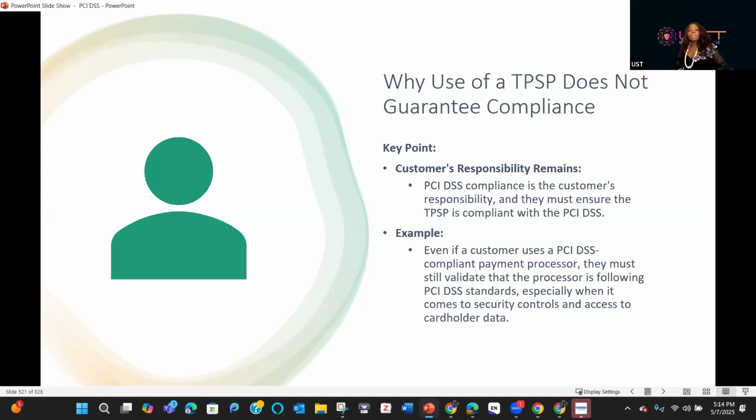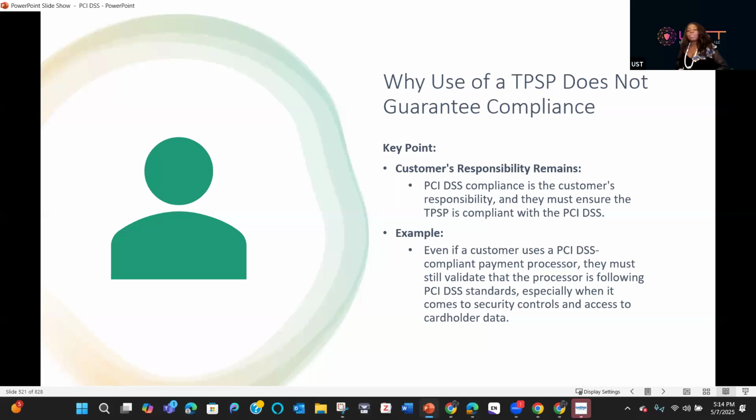So if you have to bring in a third-party service provider, then we'll go through the process of third-party vendor risk analysis. We have to perform due diligence. We want to make sure that those vendors have stringent security controls, everything fully compliant, before we can even entrust such a vendor with our resources or services or data. And that's why, even if a customer uses a PCI DSS compliant payment processor, they must still validate that the processor is following the PCI DSS standard.